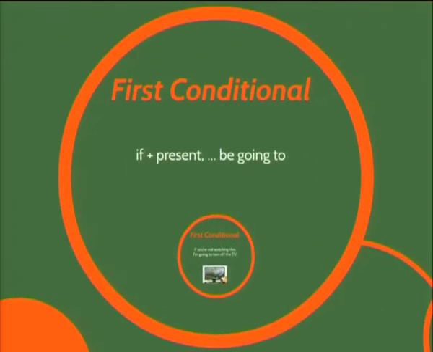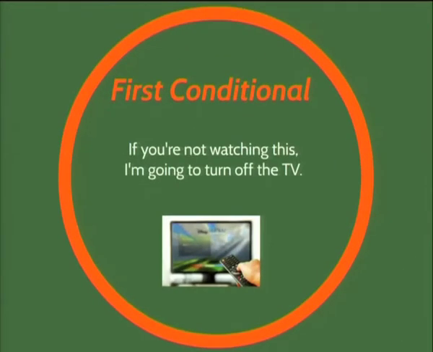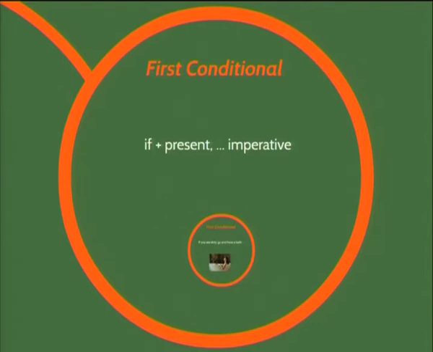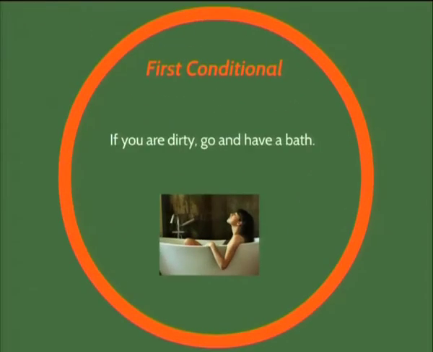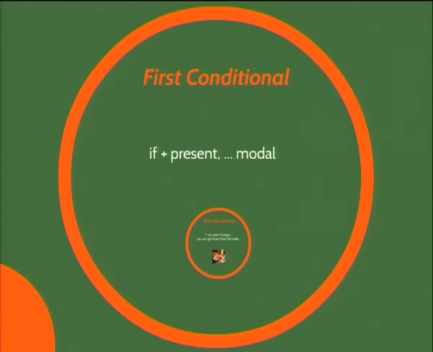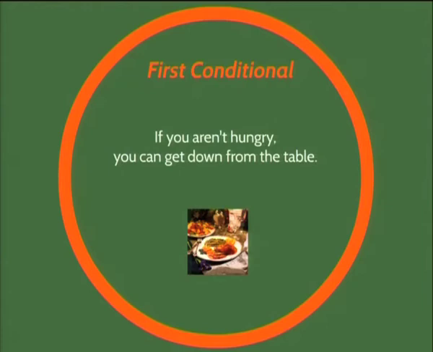You can use be going to instead of will. For example, if you're not watching this, I'm going to turn off the TV. You can use the imperative in the first conditional. If you are dirty, go and have a bath. You can also use modal verbs. If you aren't hungry, you can get down from the table.